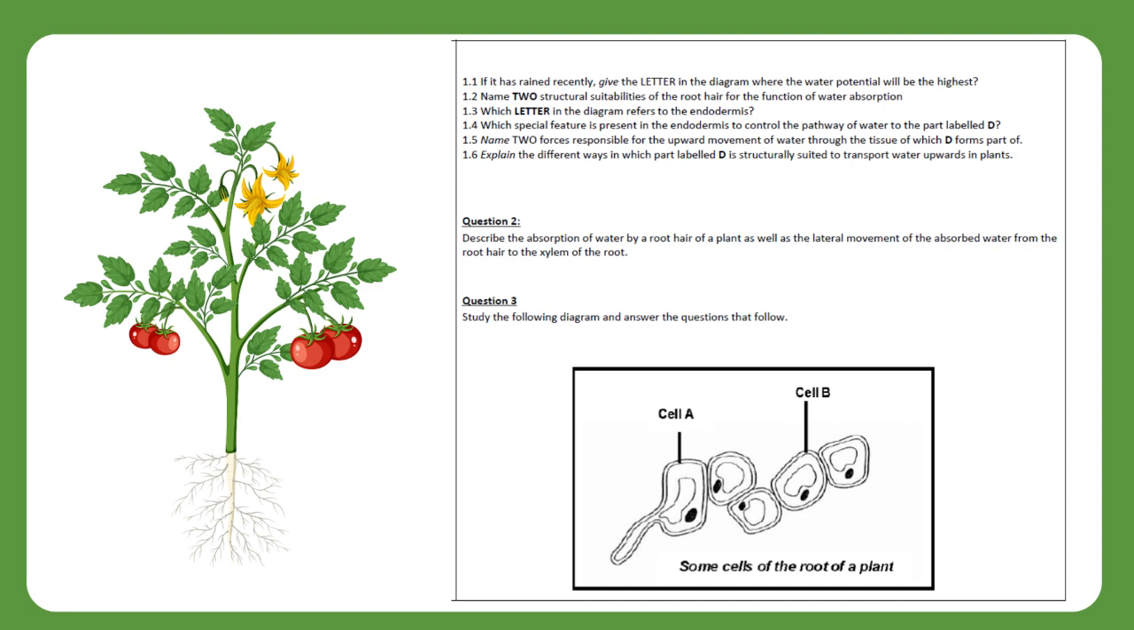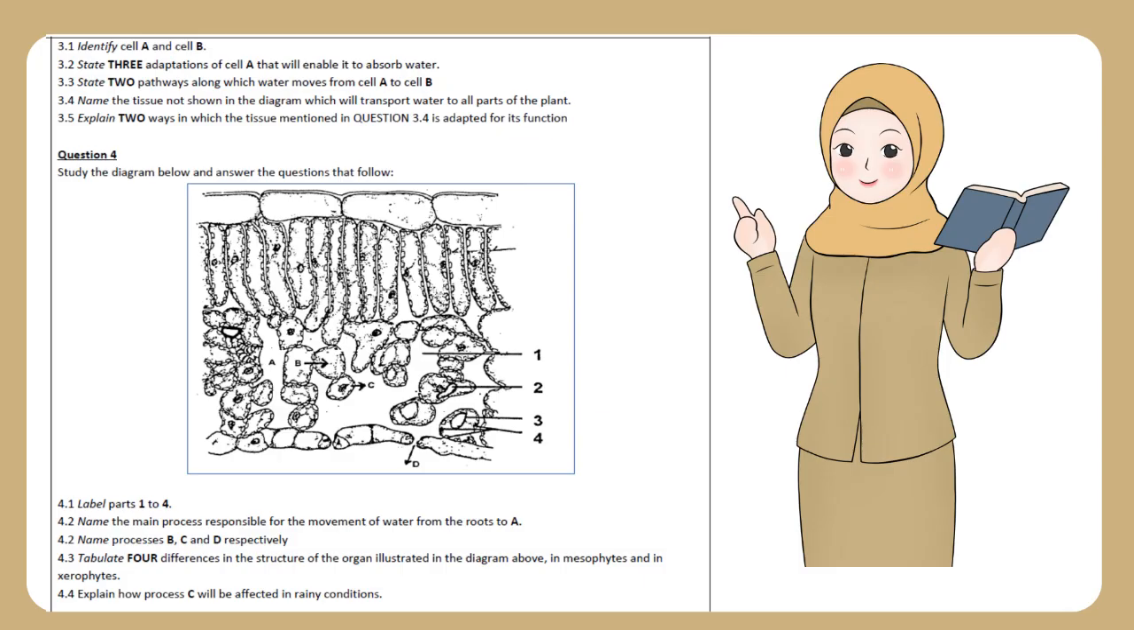Question 2. Describe the absorption of water by a root hair of a plant as well as the lateral movement of the absorbed water from the root hair to the xylem of the root. Question 3. Study the following diagram and answer the questions that follow. 3.1 Identify cell A and cell B.